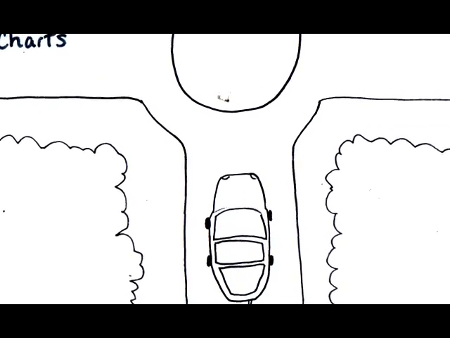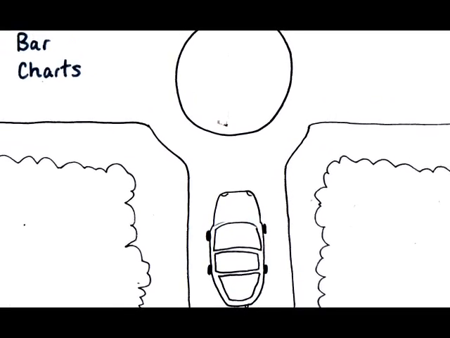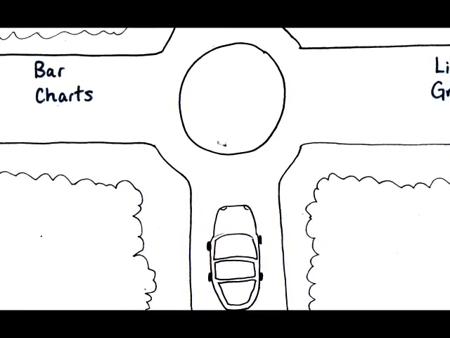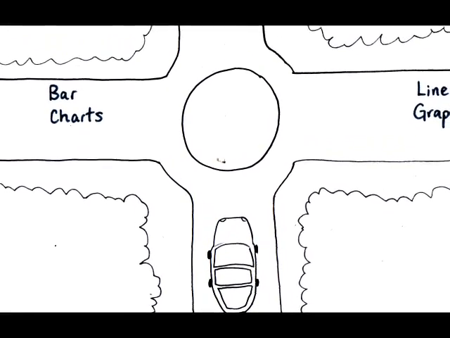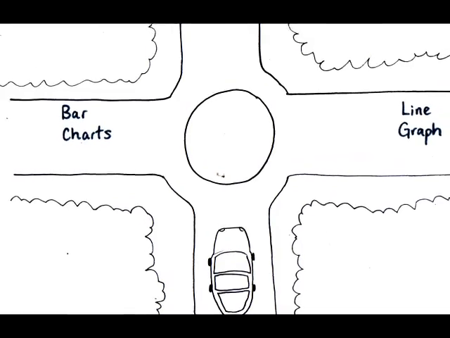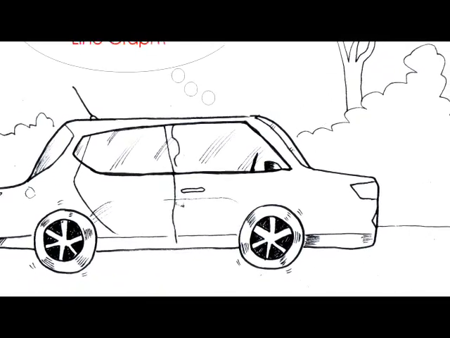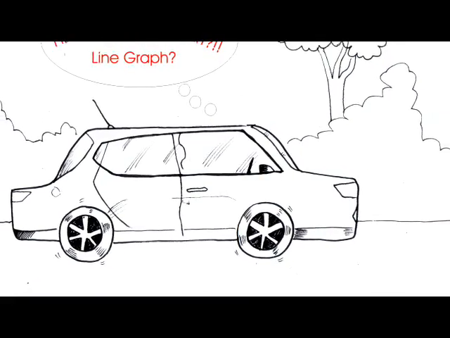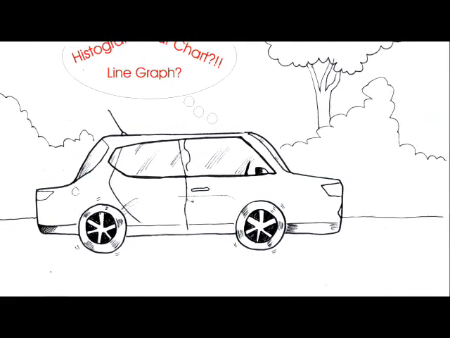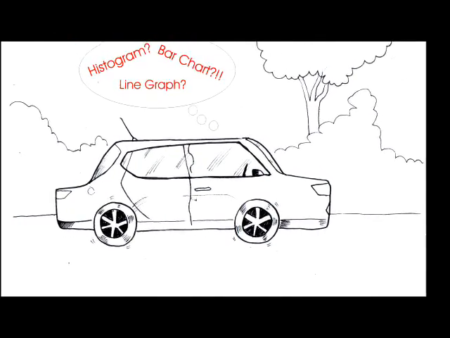When you have collected your data, you are faced with a number of choices as to how to display it. It's a bit like being at a roundabout and not being sure which way to go. When do you use a bar chart and when do you draw a line graph? And what's the difference between a histogram and a bar chart? They've both got bars.